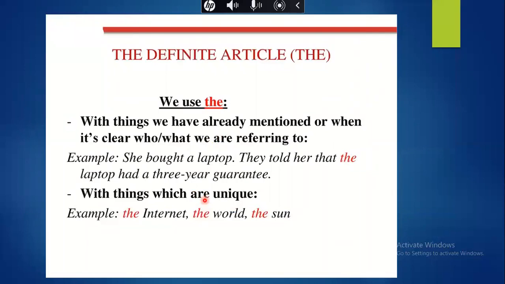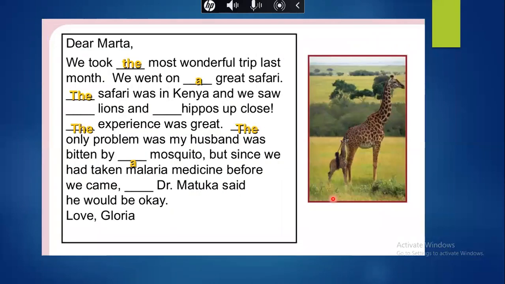Now the definite article is the. We use the with things we have already mentioned or when it's clear who or what we are referring to. Example, she bought a laptop. They told her that the laptop had a 3 years guarantee. Also with things which are unique, like the internet, the world, the sun.